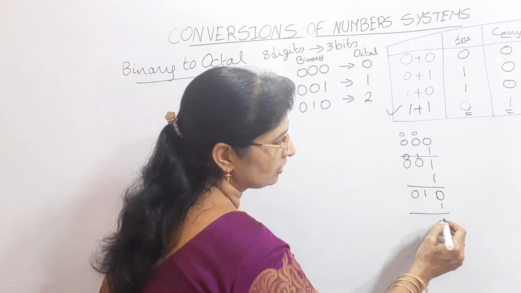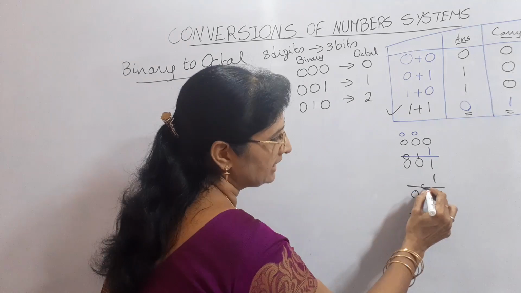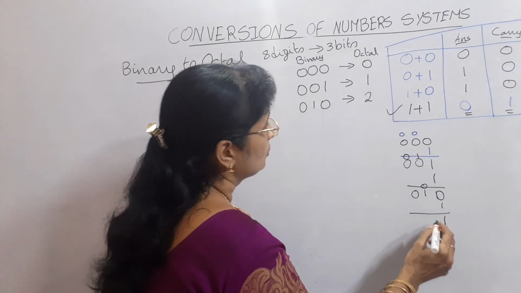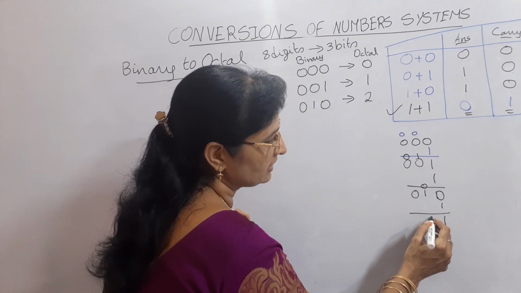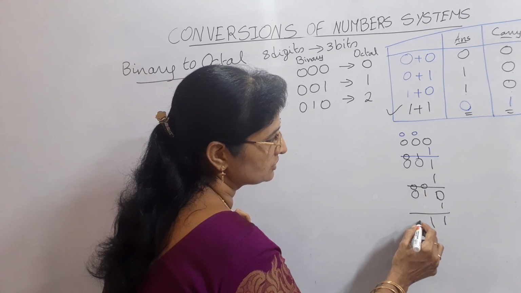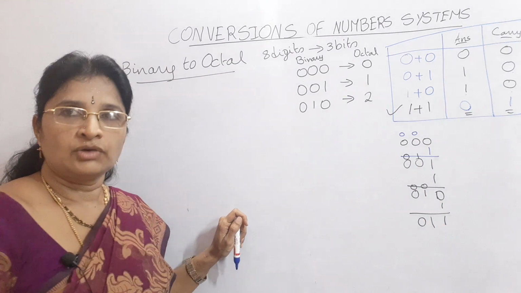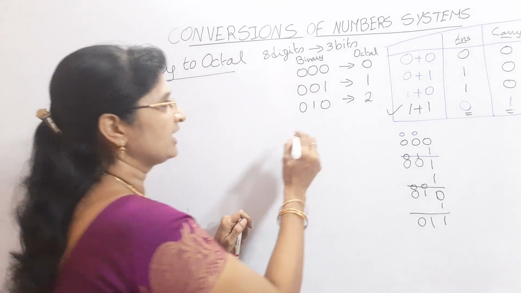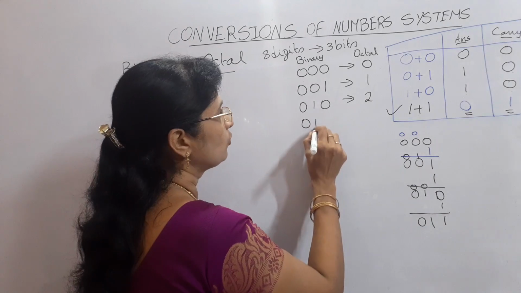So 1 plus 0 it is 1. The carry is 0. Again 1 plus 0. 0 plus 1 it is 1. Carry is 0. 0 plus 0, the carry is, again the answer is 1. Carry is 0. So the next digit is 0, 1, 1.